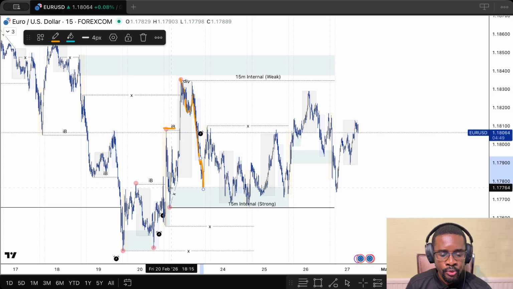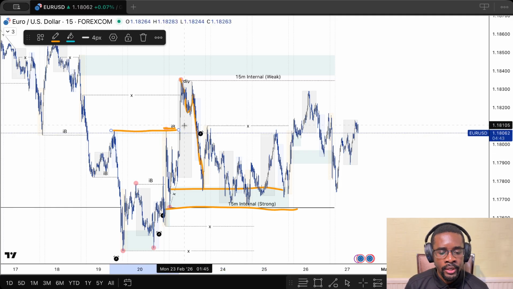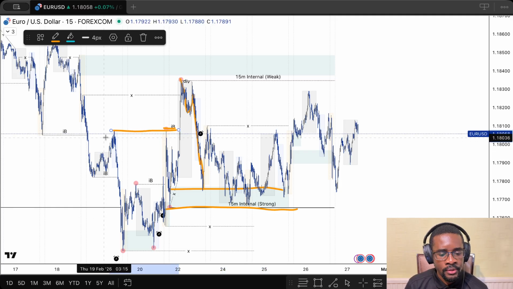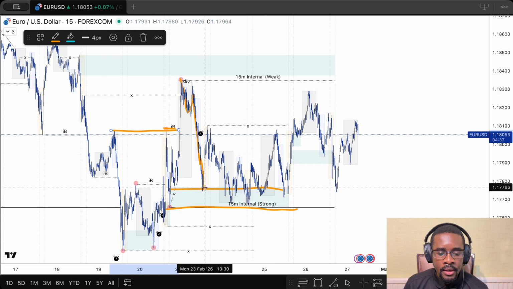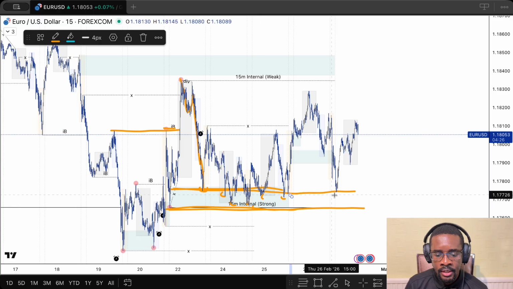So we've had this pullback, come back to this decisional, which is the area that actually led to the break and close of this internal range. That has been holding. As you can see, price has mitigated it once, twice, three times, and so on, up to now nine times, and it's still holding.